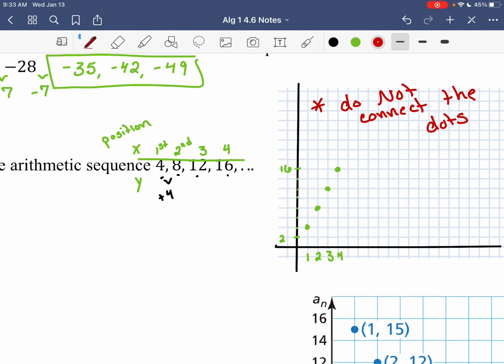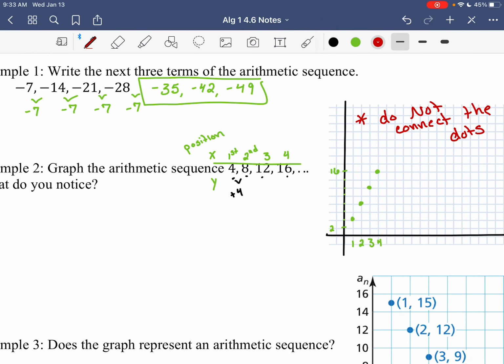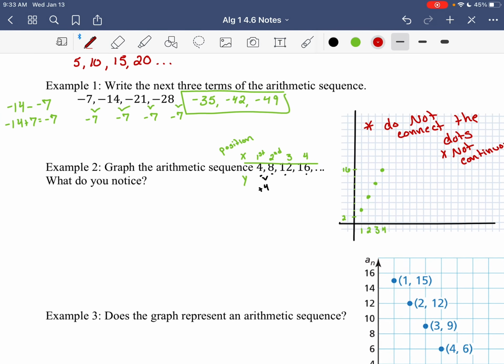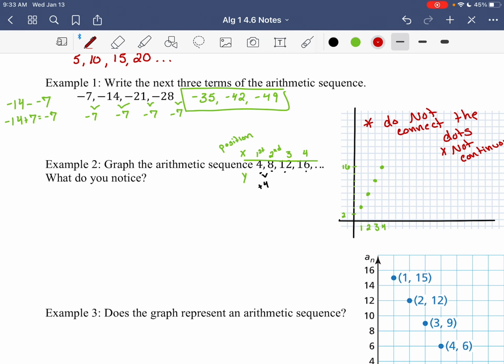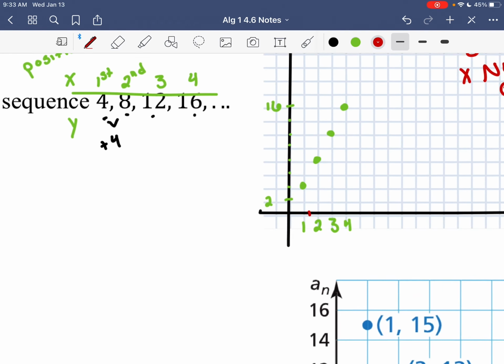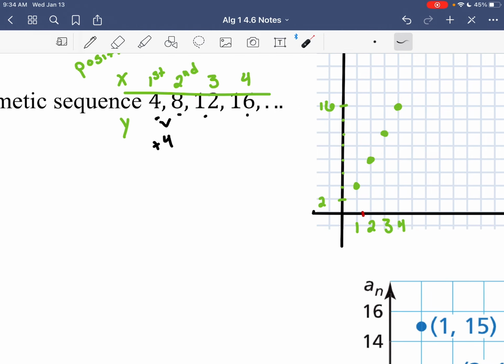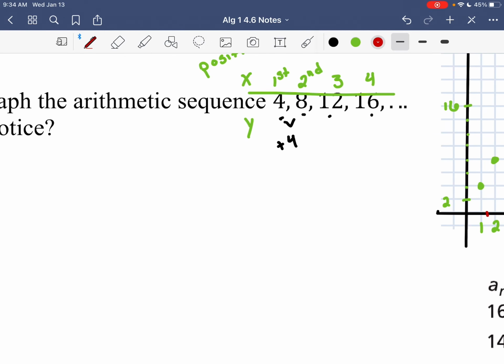Because this is not what we call a continuous function. Do not connect the dots. It is not continuous, meaning I can't have a half term. I can't have a half of a term, meaning I can't have an input of like 1.5. Can't have that. But one thing we notice is these all fall on kind of a line. If I was to connect the dots, they all land on a line. The graph is linear.